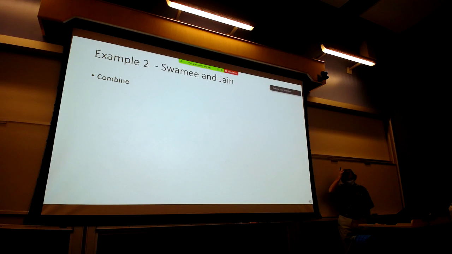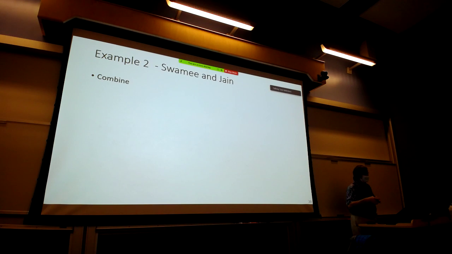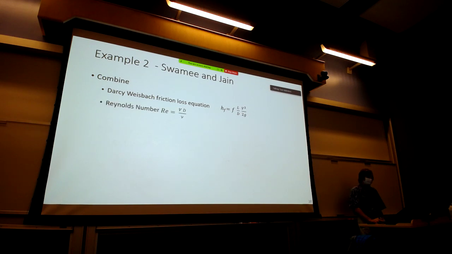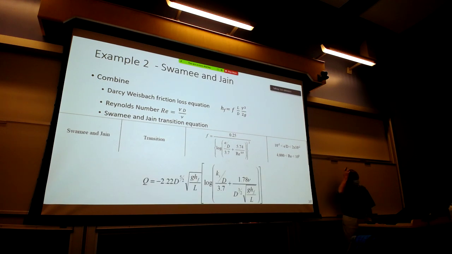So, what we did was combine Colebrook with the Darcy-Weisbach equation. The second equation on today's handout combines the Darcy-Weisbach equation with the Swamee and Jain equation. So again, we're taking the Darcy-Weisbach friction loss equation, the definition of the Reynolds number, and the transition Swamee and Jain equation, which looks like this. This is from the handout from last time. It is also in your book. So when you combine all of those, you get the second equation on today's handout. And that equation looks like this.